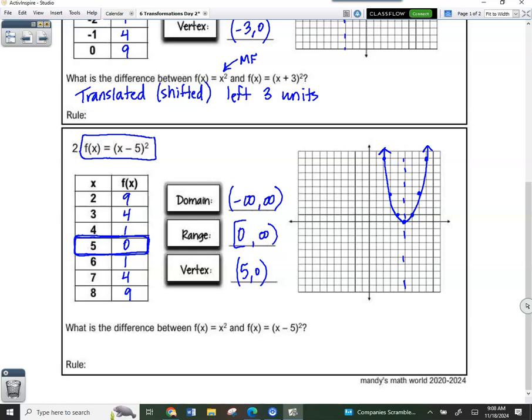What's the difference between the mother function and this one? You already said it. What's it doing? Shifted right. I want you to know both words because I don't know what the state's going to use. Translated or shifted. I think they're going to use the word translated. Right 5 units.